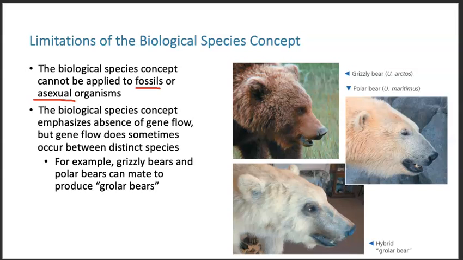But sometimes matings do happen in nature between grizzly bears and polar bears. And when that happens, you get a grolar bear. And this is a grolar bear. This grolar bear is vigorous and it can have its own babies. And you might think that, according to the biological species concept, the grizzly bear and the polar bear should be the same species. But biologists consider them as separate species. That's because, for the most part, they have very different characteristics and they live in very different areas.